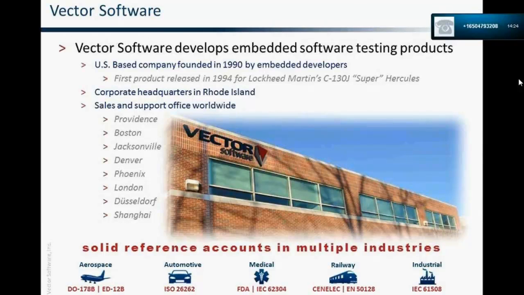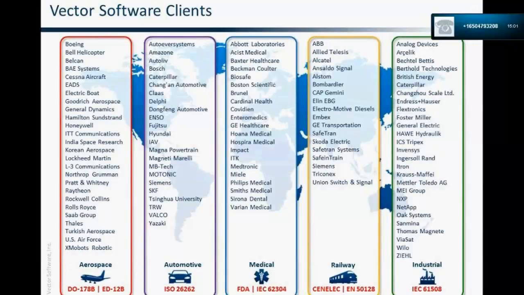From there, the technology has grown, and as different standards have come about, we've grown from the aerospace market into automotive, medical devices, railway, and industrial automation. Our corporate headquarters is in Rhode Island, on the east coast of the U.S., and we have several sales and support offices worldwide. We have the office in Germany near Düsseldorf, and the office in London, which is where I'm based and which is our European headquarters as well, and then several spread across Asia and the U.S. as well.